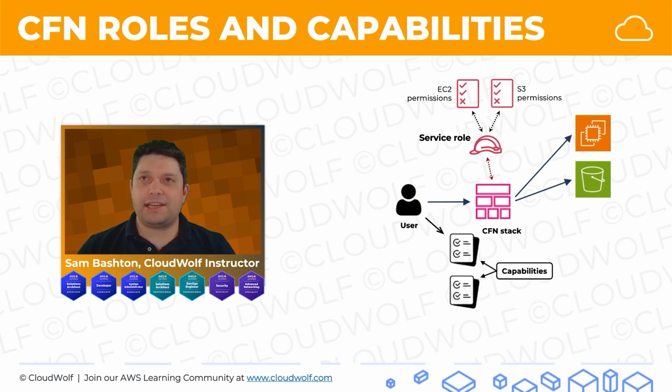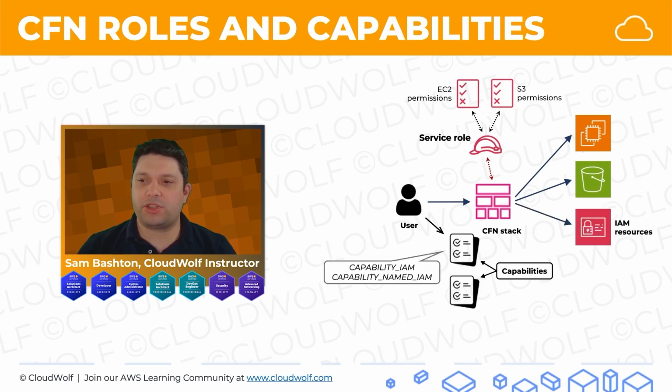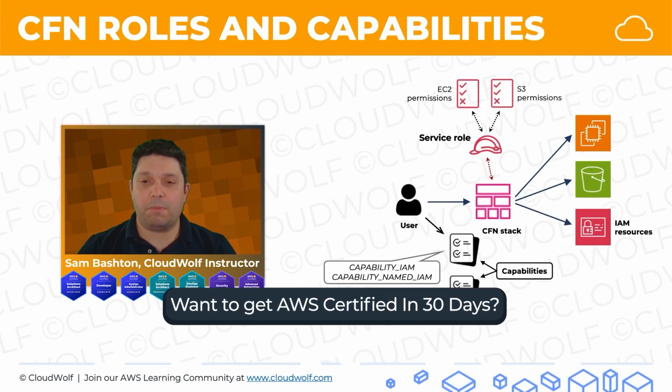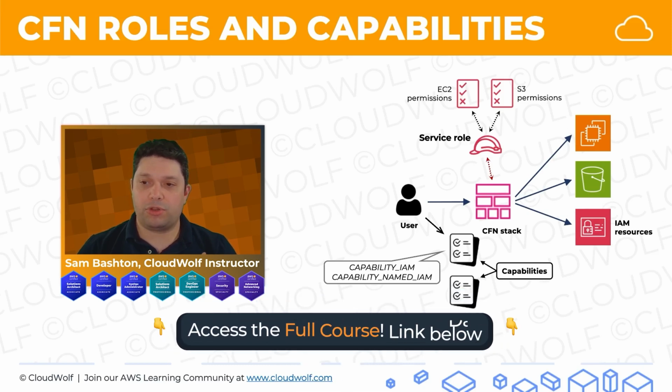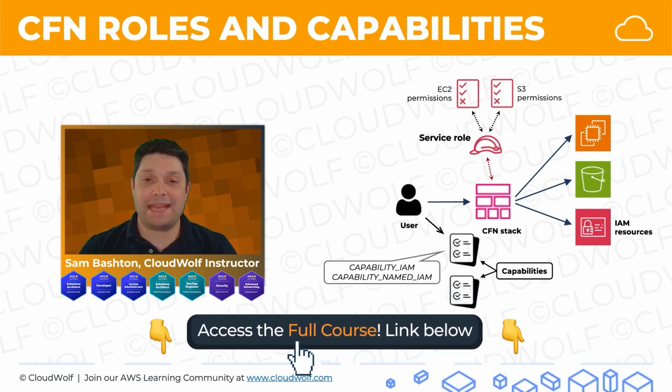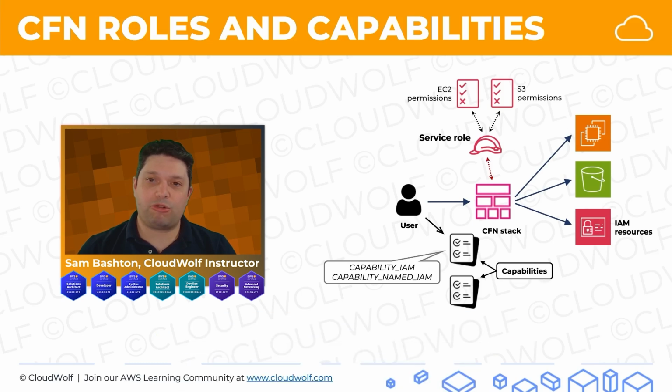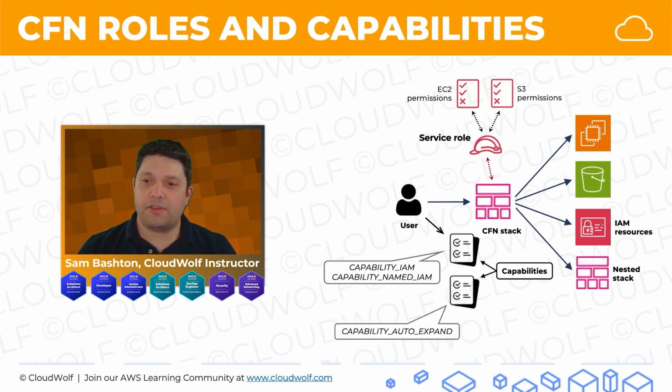Capabilities is essentially, you can think of it as like an extra security check when you're going to be doing things that involve creating IAM permissions. So there is capability IAM, which allows you to create and modify IAM resources, and capability named IAM, which allows you to create IAM roles and users that have a specific name. There's also capability auto expand, which allows you to deploy nested stacks.